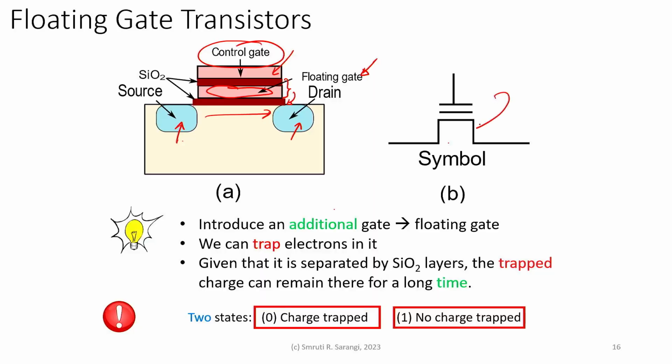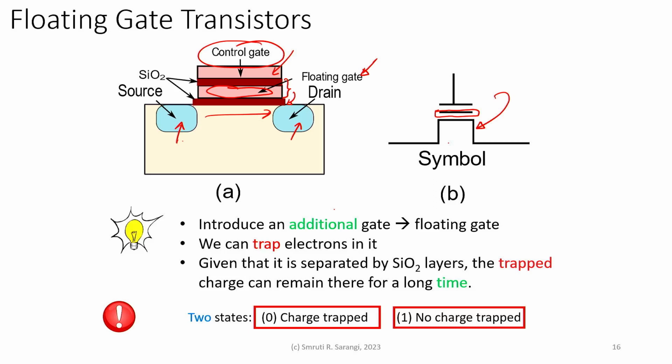Now you will ask me, why is it required? Give me 2 minutes. Also, we will have this symbol over here to represent one of these transistors with a floating gate, where you can see the floating gate is over here. So we have introduced an additional gate. What can we do? We can trap electrons in it. So what we can do is have a positive charge and then we can trap.